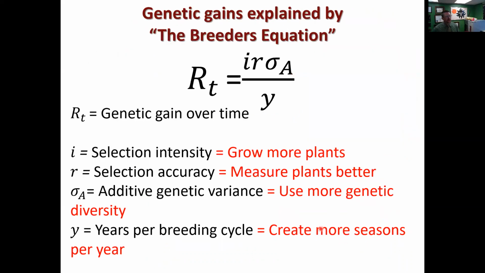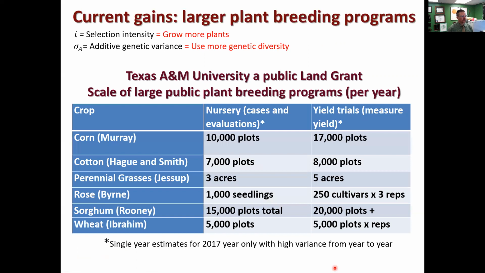So we can reduce this down to the breeder's equation. Hopefully most of the audience has seen the breeder's equation before, but again, I just want to get everybody on the same page. So the breeder's equation basically says the genetic gain, or the progress we're going to make over time, has to do with the selection intensity. So the more plants we can grow and the fewer we can select. Selection accuracy. So can we measure those plants better or find the best plants more accurately? The additive genetic variance. So can we use more of the genetic diversity and select more of that? And then the years per breeding cycle. So anything we can do to speed up the years per breeding cycle, we're going to benefit from.